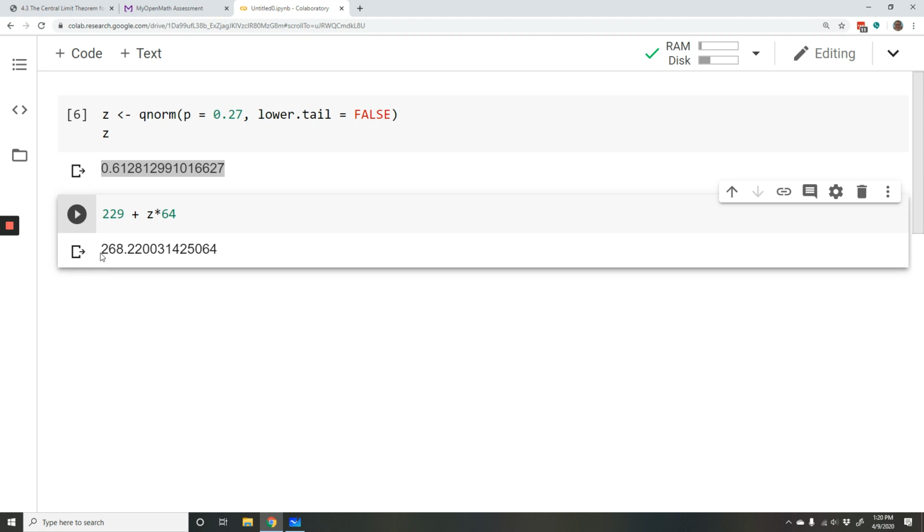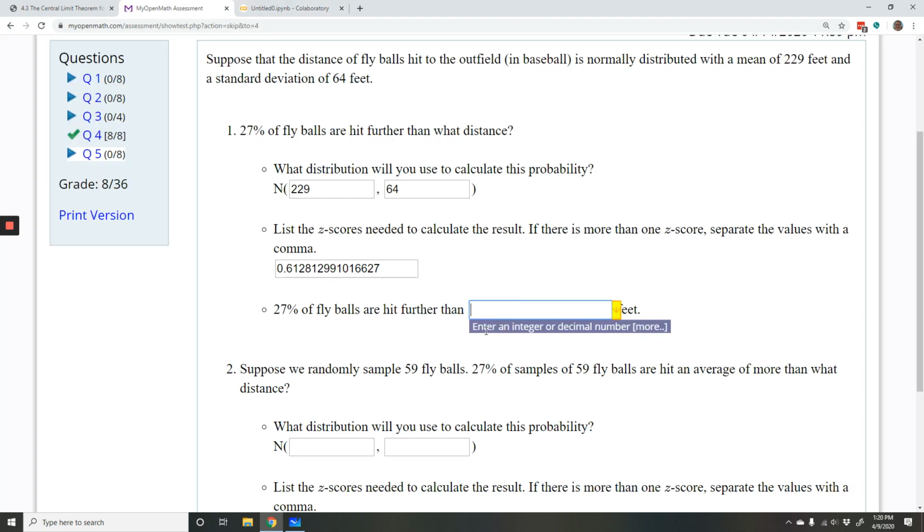And we see that we get 268.22. Okay, so copy and paste that. So that means 27% of fly balls are hit further than 268.22 feet. Okay?